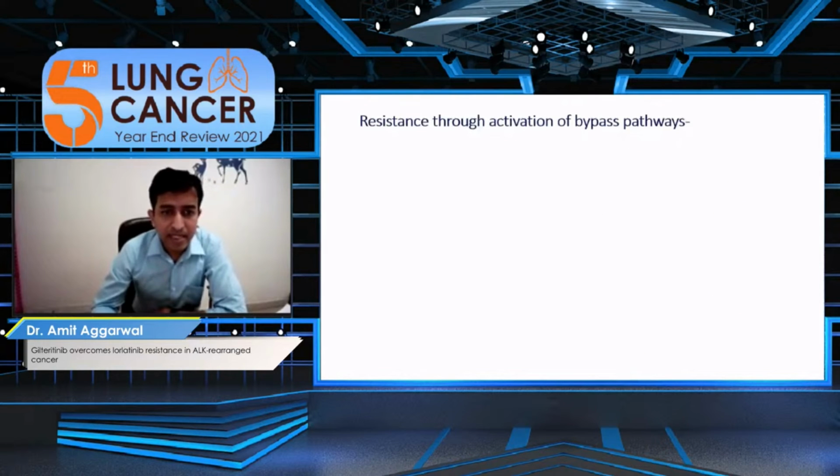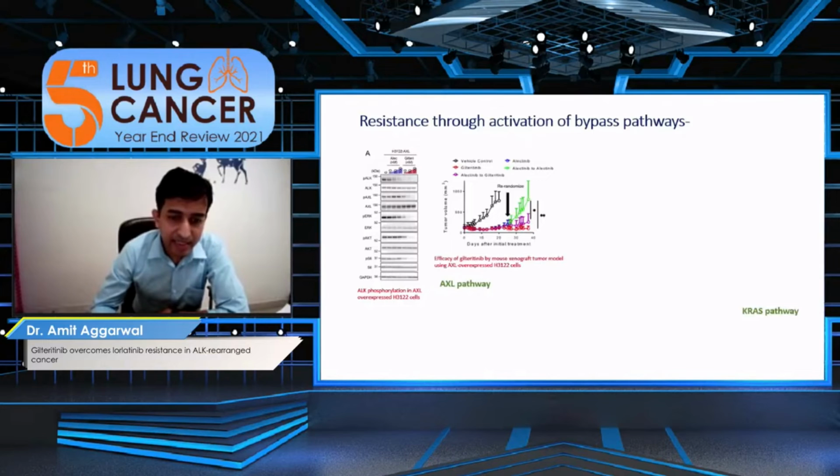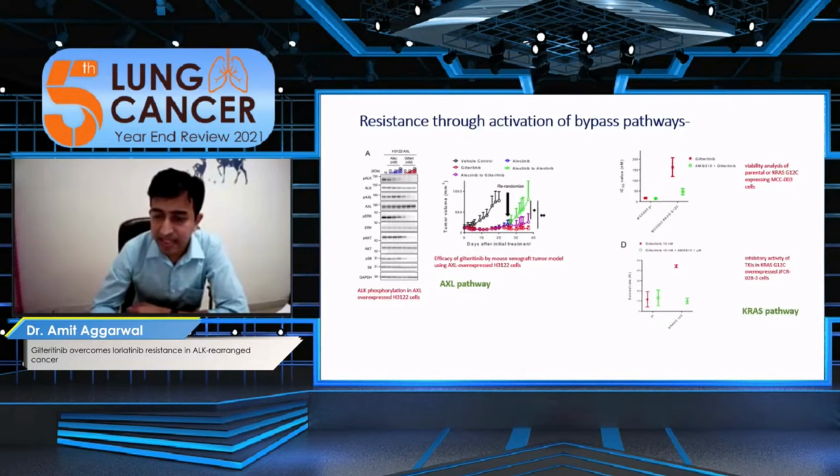Now, the question of bypass pathways. We know that post use of ALK TKIs, patients develop activation of various pathways, and here the efficacy of gilteritinib was shown in cell lines which were having overexpression of the AXL pathway. But in case of the KRAS pathway as well as EGFR, it was not active as a single agent, but in combination with either a KRAS inhibitor, that is sotorasib, or an EGFR inhibitor, it was showing anti-tumor efficacy.